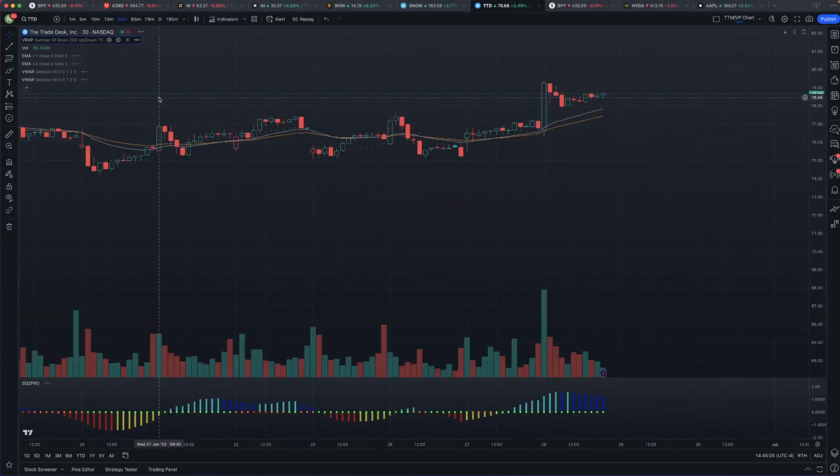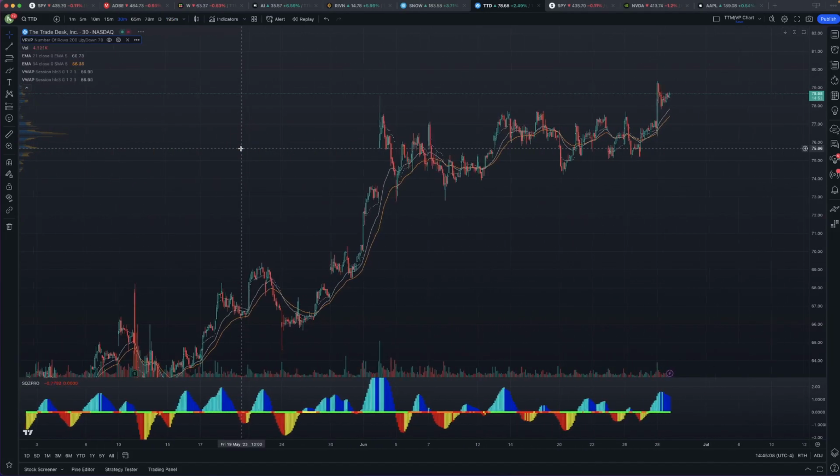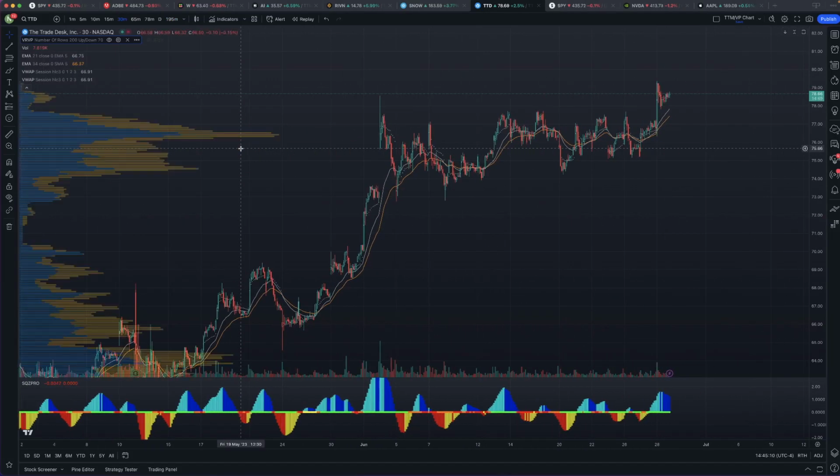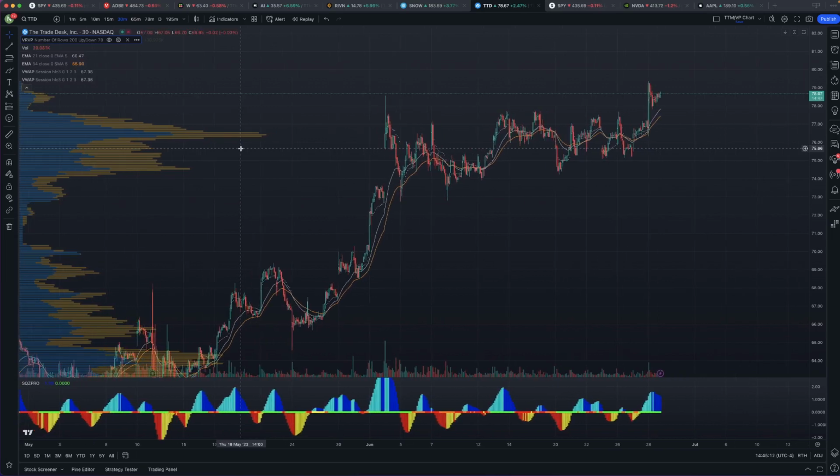If I come in here to the 30-minute chart, at the time we didn't really have a squeeze on the 30-minute chart, but what I'm looking for is an area where I'm going to find support, which is about 74, in this case 74.77. I want you to notice this is the bottom end of this volume profile node, this VP node, where a large chunk of volume is happening.